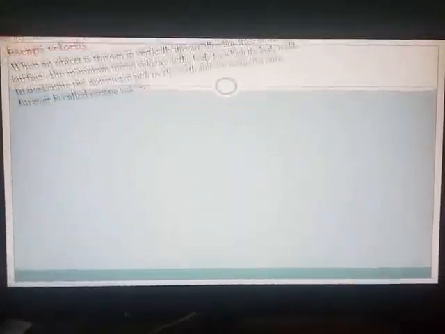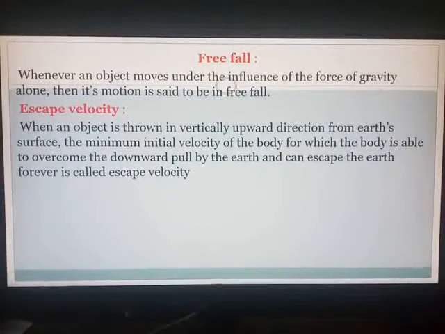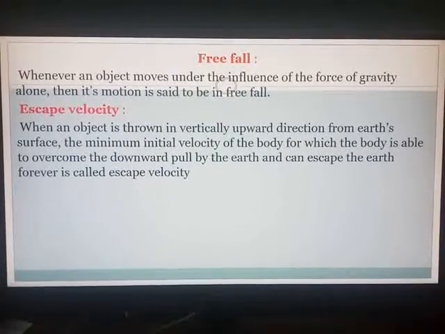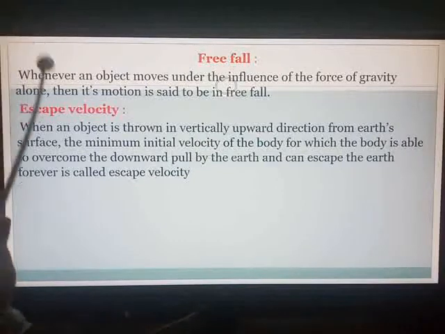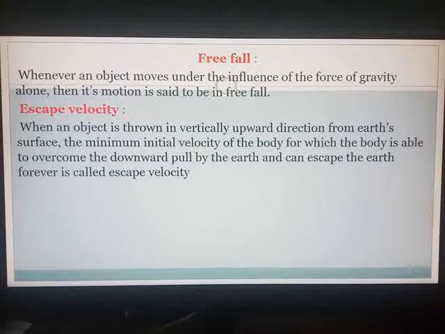Next concept is free fall. A good example we had taken about free fall in Yazoo Park. Whenever an object falls under the influence of the force of gravity alone, you know how you all come down automatically. So that is moving only and only under the influence of force of gravity. Then its motion is said to be in free fall, which is actually applicable only and only in space, where other forces do not play any role.